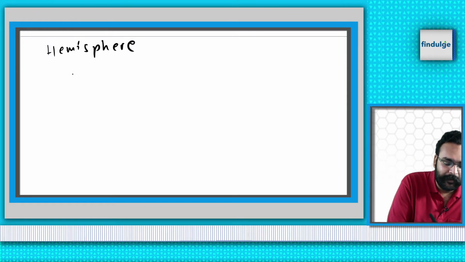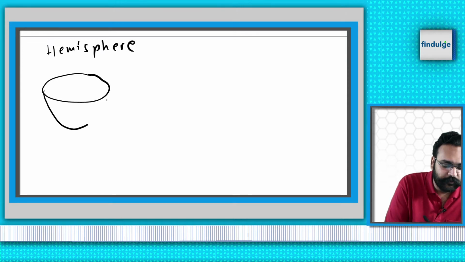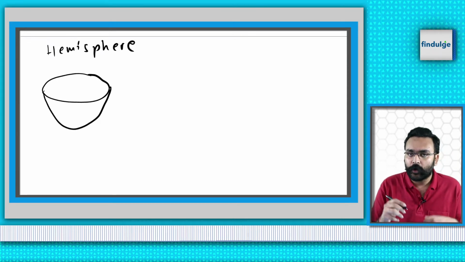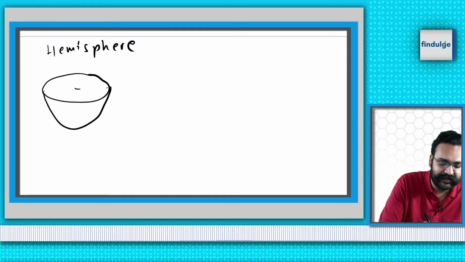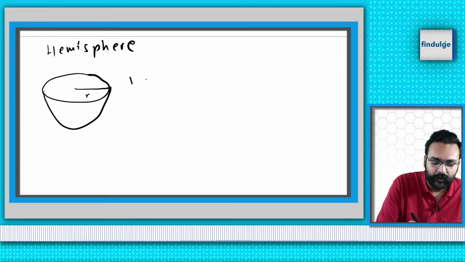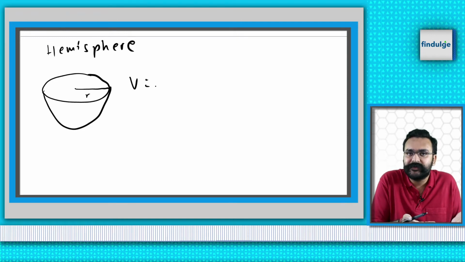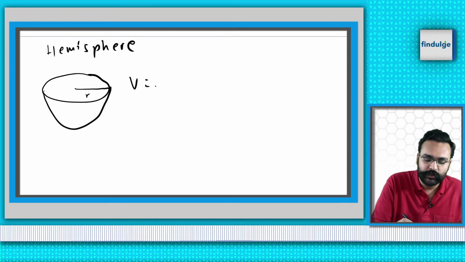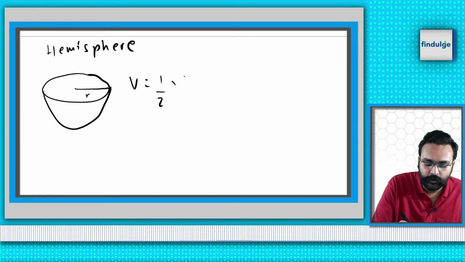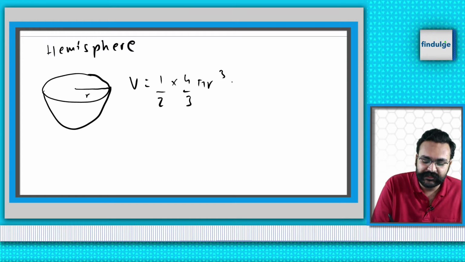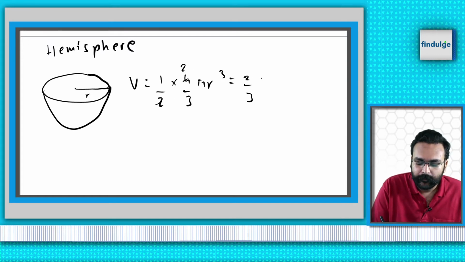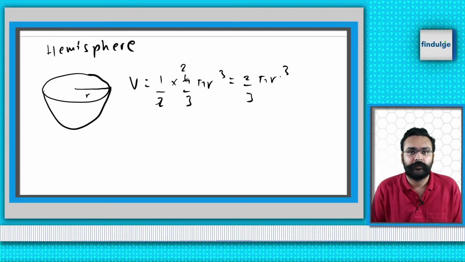Now, the thing about the hemisphere is that logically, if you think about it, the volume of the hemisphere, again it has a radius of r, is nothing but half the volume of the sphere, since we said it's half of a sphere. So it would be half into 4 by 3 pi r cubed, which is nothing but 2 by 3 pi r cubed.